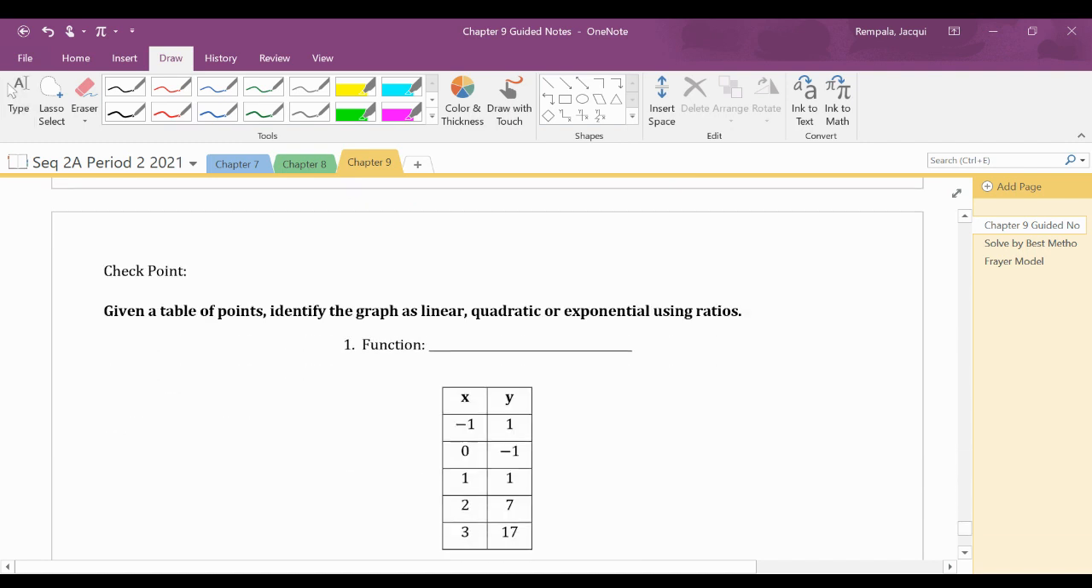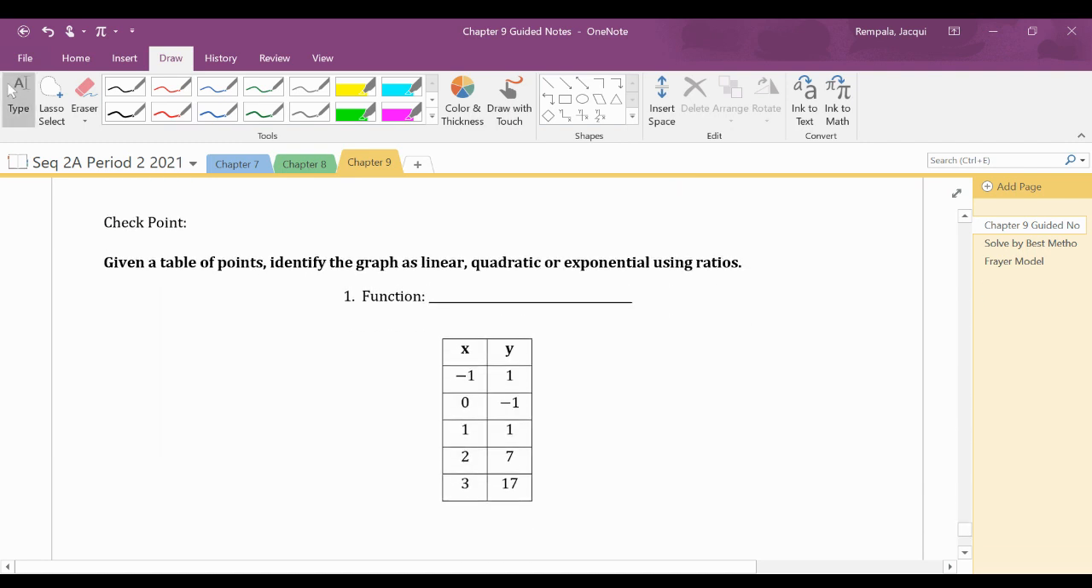Okay, so try this checkpoint problem. See if you can figure this out. So pause the video and then you can push play and see my thought process. Okay, so hopefully you pushed pause.